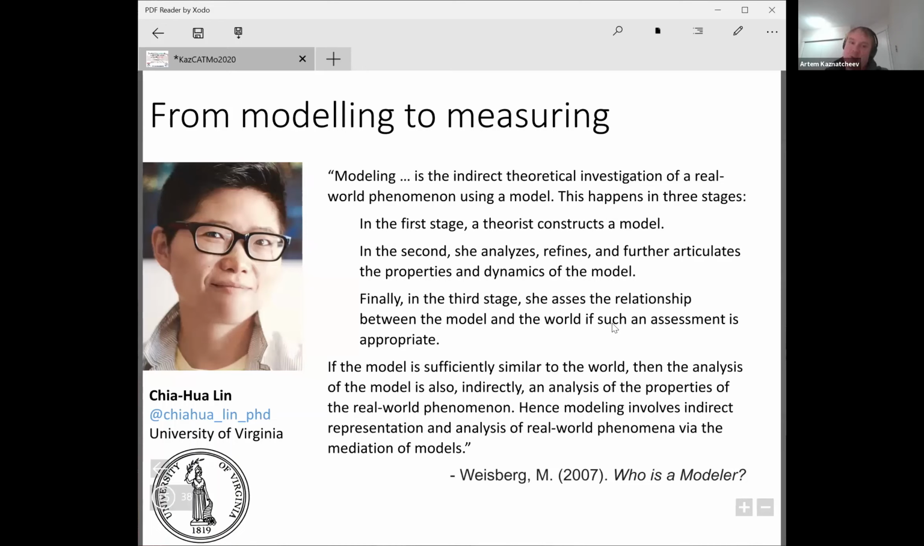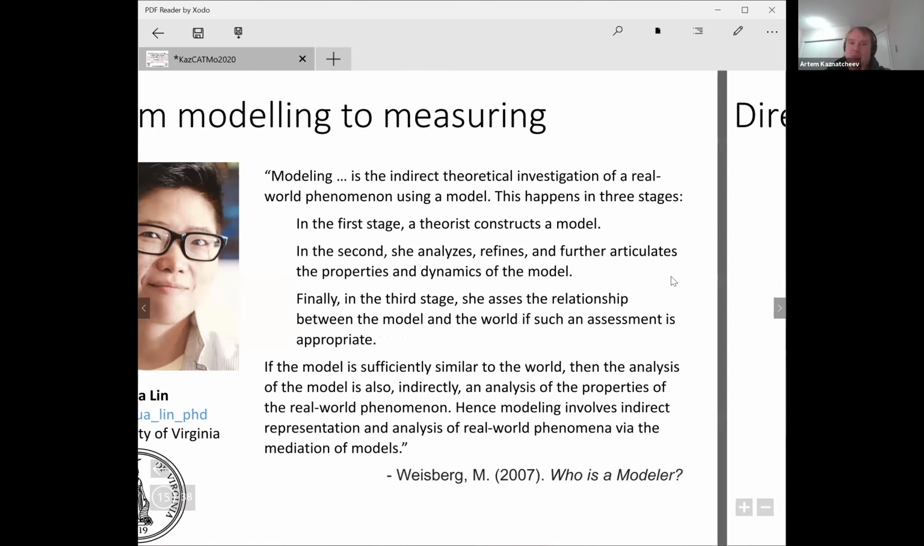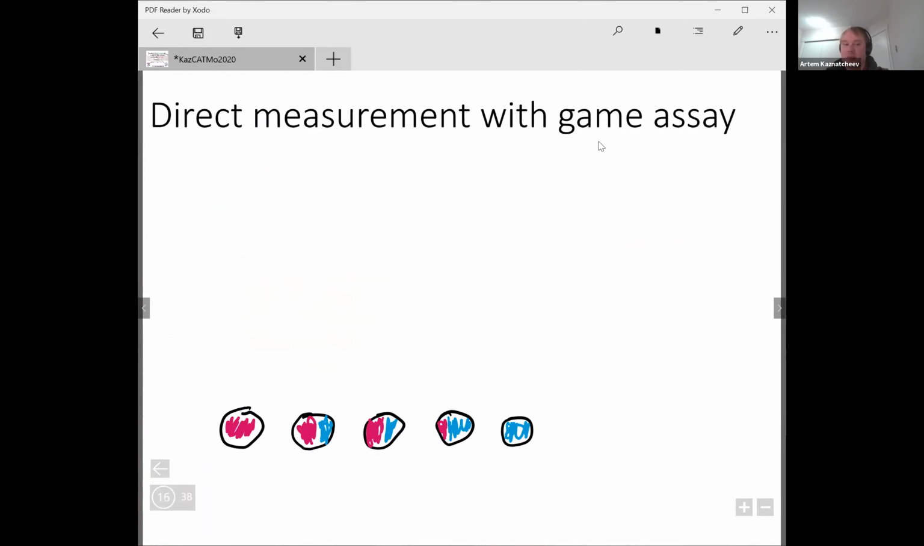The big point of Weisberg's article here is that instead of doing indirect representations, we can also do direct representations. And so what would a direct representation look like for game dynamics happening in cancer? It would require us to combine building an experiment and the actual model, or not the model, but the representation of that experiment at the same time. So how do you do this? For example, by direct measurement with the game assay.